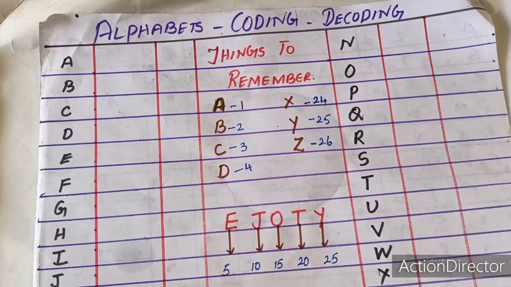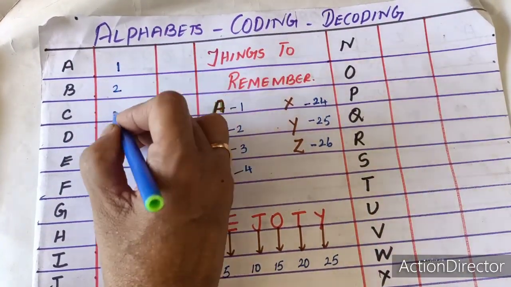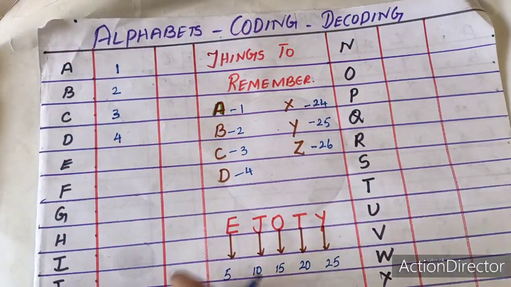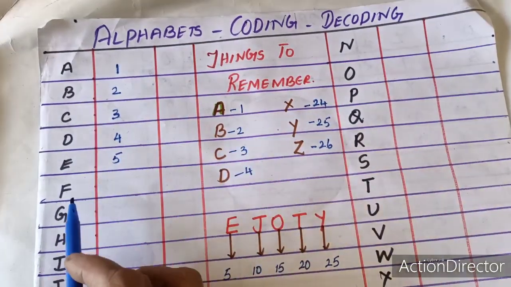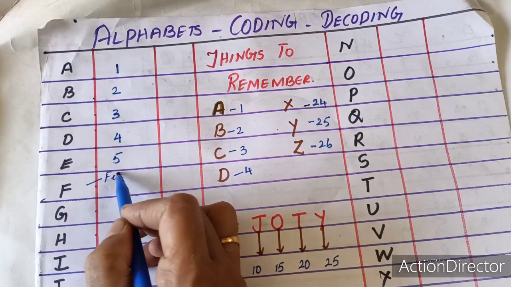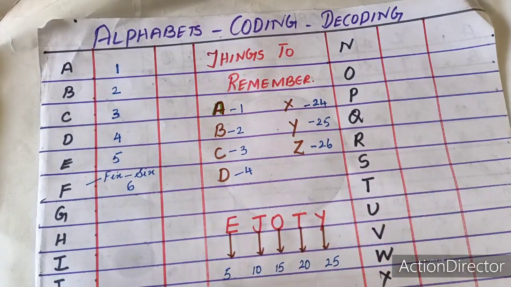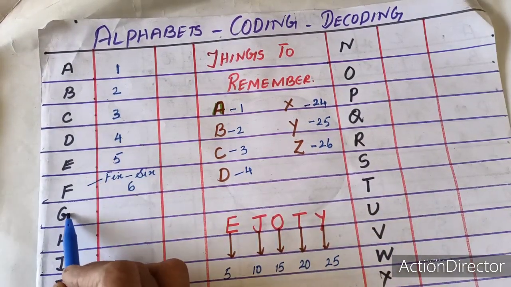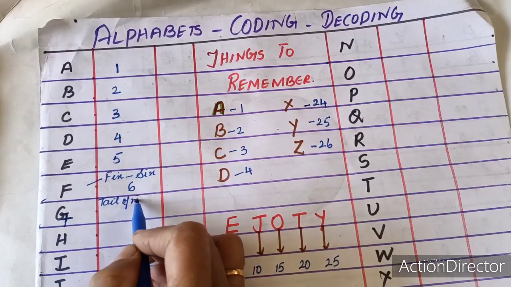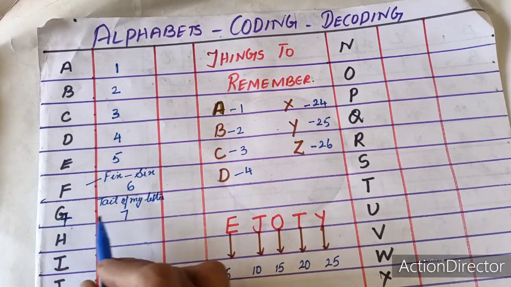Now coming back to these alphabets, A stands for 1 as I told you, B 2, C 3 and D 4. And from this Ajoti, E stands for 5. For remembering F, I am going to remember the word fix, F-I-X. If you remember fix, you will remember 6. So it will be 6. And coming to G, I am going to remember the tail of my letter. So what is the tail of my letter looking like? 7. So G is 7.